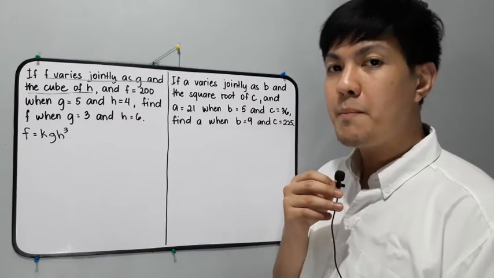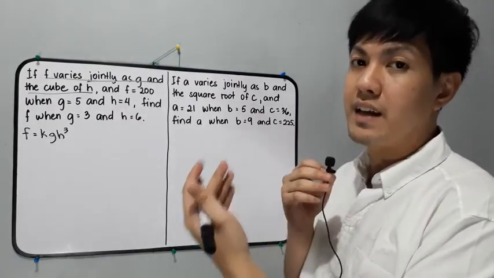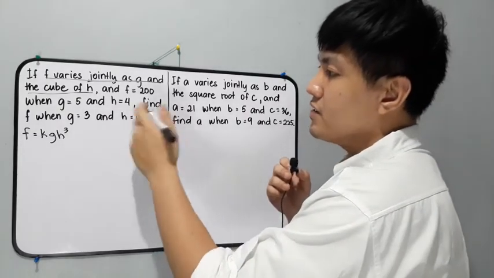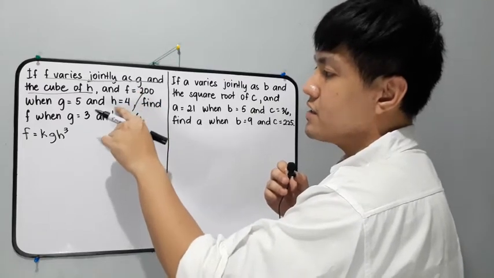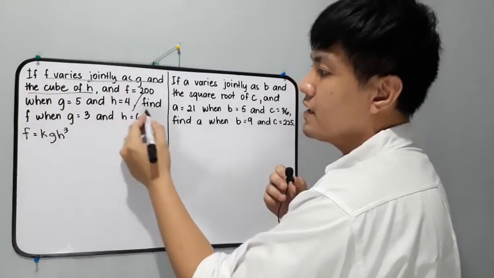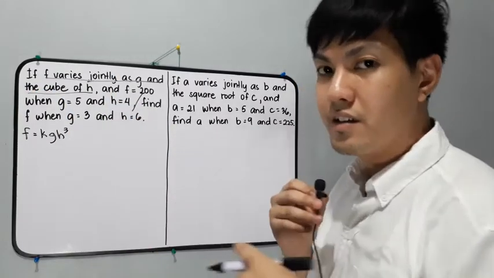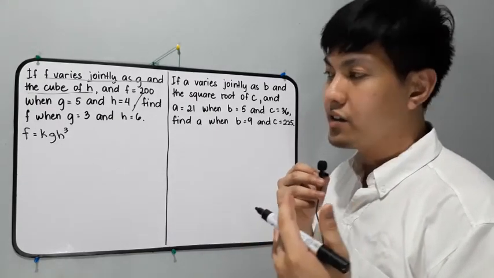So if you still remember, yung magiging division natin ay dun sa word na find. So that is our keyword, find. So the word find is here, and the first part is until h is equal to 4. So this will be our first part, and the second part is find f when g is 3 and h is 6. Next one is to solve for the constant.